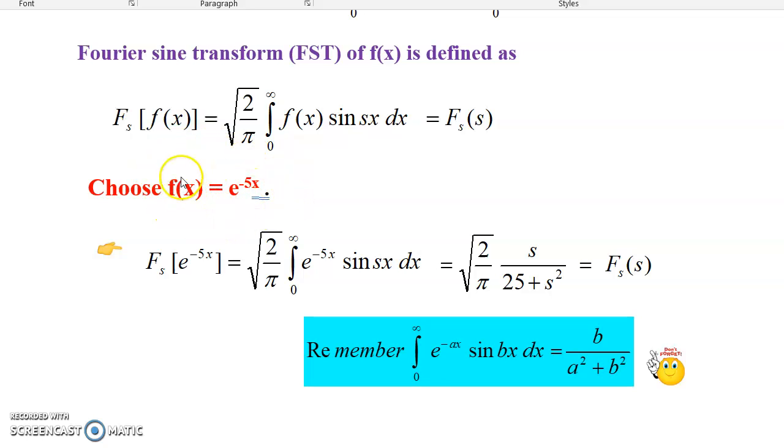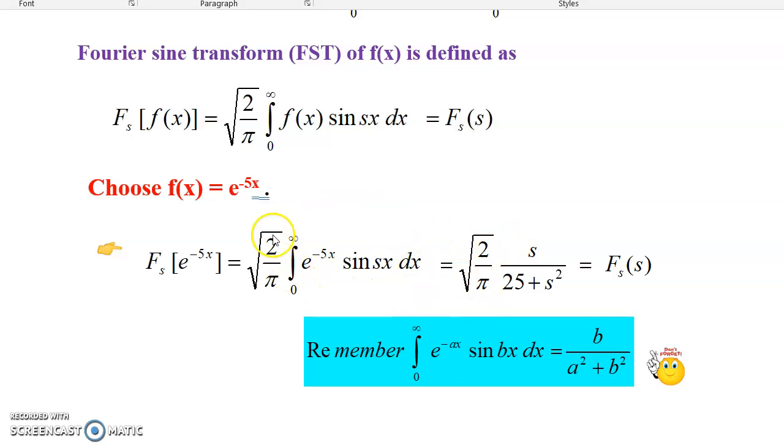And once you have selected this input, let us find the output. Output means the Fourier sine transform. So evaluate Fourier sine transform for this function, which is going to be this definition, root of 2 by pi, 0 to infinity f of x. This is the definition. What is f of x here? E power minus 5x into sine sx dx, which is going to be root of 2 by pi.